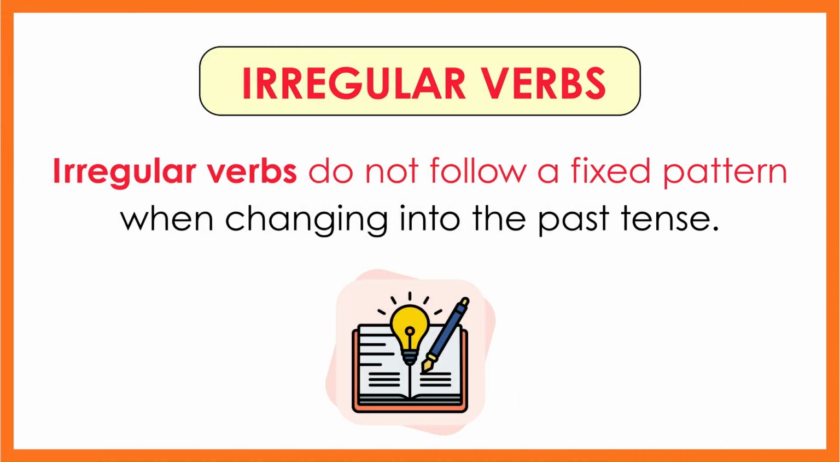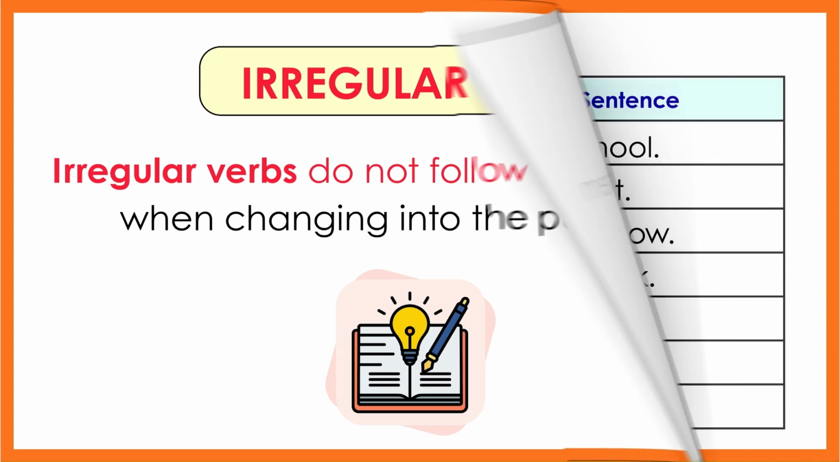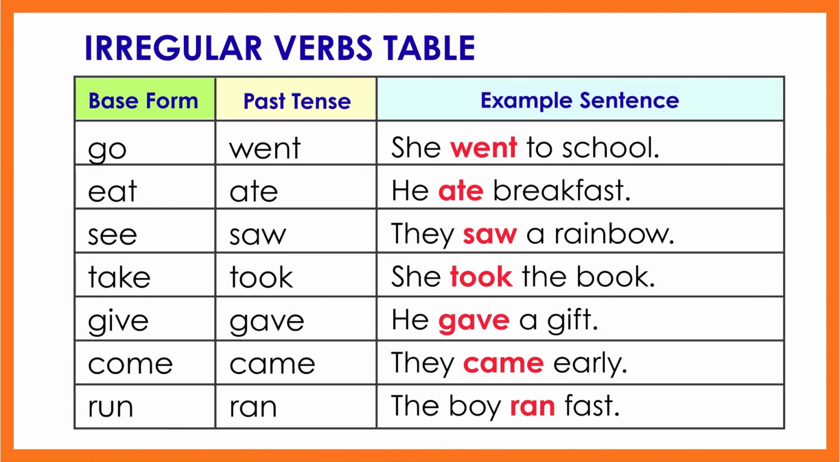What are irregular verbs? Irregular verbs do not follow a fixed pattern when changing into the past tense. Irregular verbs are action words that do not follow a fixed pattern when changing from present to past tense. Their forms must be memorized. Let us study some examples.